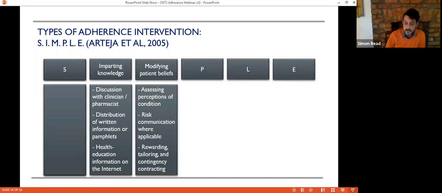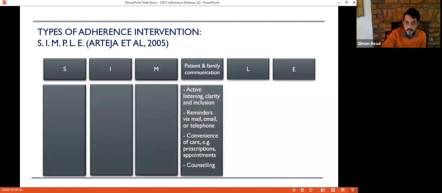The last point there under modifying beliefs is around rewarding, tailoring, and contingency contracting, which are all alluding to behavioral interventions that may be used when beliefs around medication or condition mean they are deprioritized or of limited concern. I won't dwell on them too long as they are based in the realm of patient education and communication in any case, largely, which moving on to, we have here.